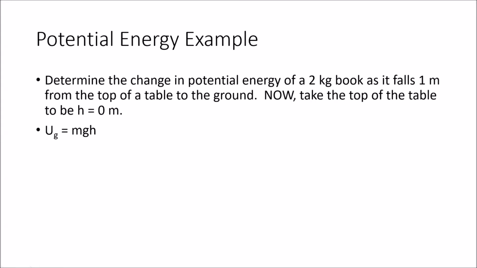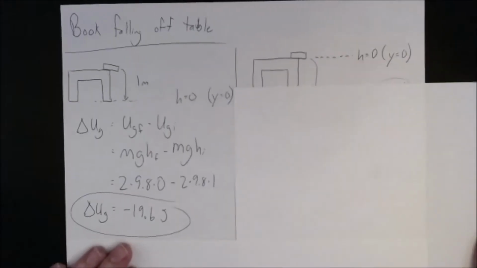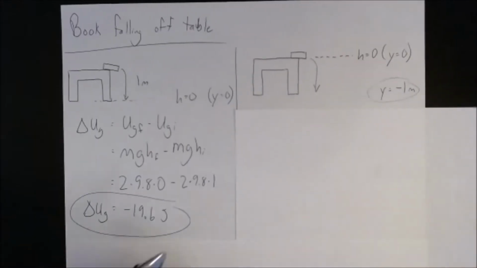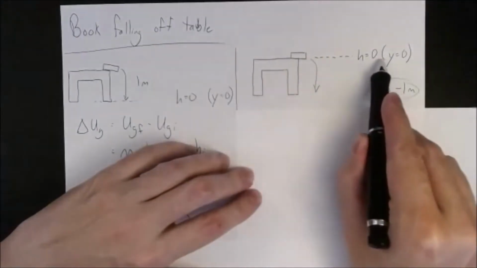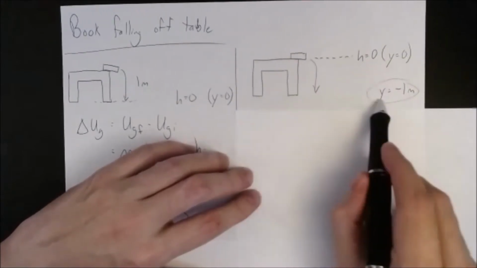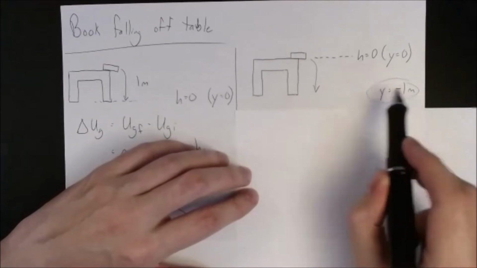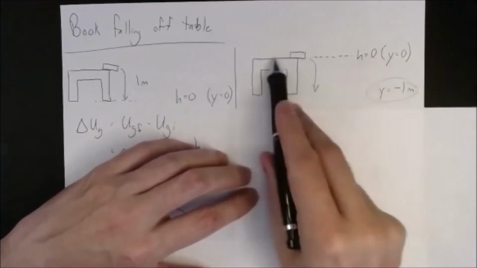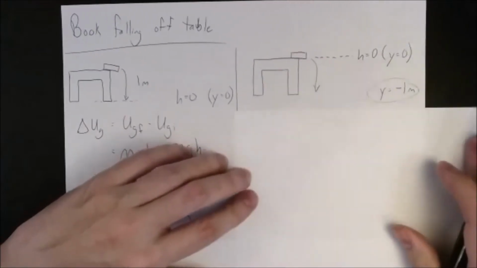Now we're going to take the top of the table to be h equals 0. Instead of the floor being h equals 0, now the top of the table will be h equals 0. We can redraw that here. The top of the table is now h equals 0. Down here at the floor, that's actually going to be a height of negative 1 meter, because if that's 0 up there, then down here is going to be negative 1.